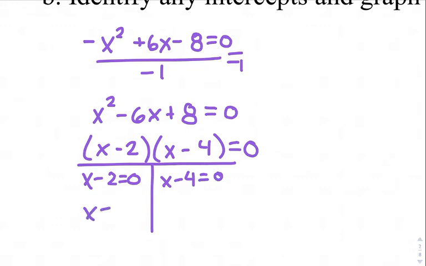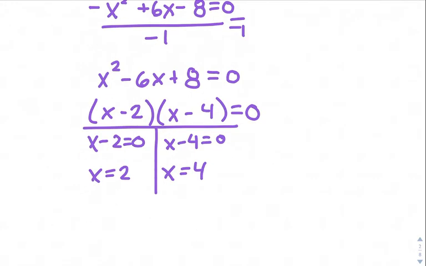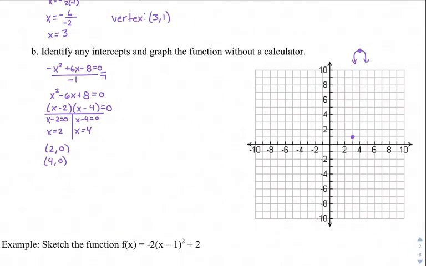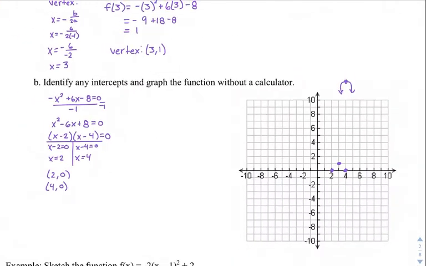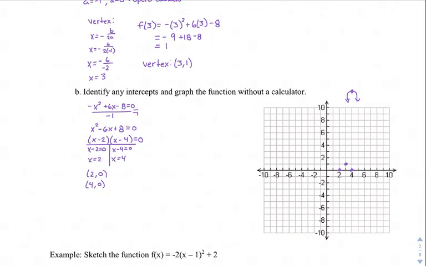And we get x equals 2 and x equals 4. So what that means is those are my two intercepts, so (2, 0) and (4, 0). So I can plot that on my graph now. So (2, 0) is here, (4, 0) is here. So x-intercepts is where it crosses the x-axis.